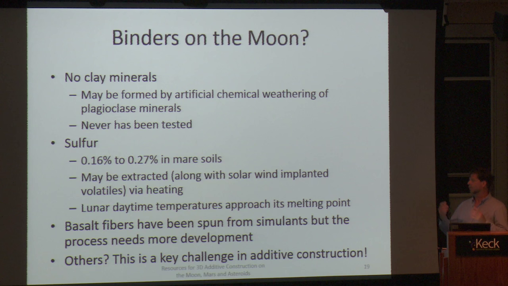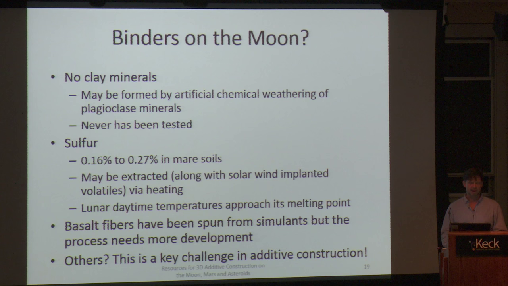There is sulfur on the moon, which could be used as a binder. It's very low concentration, 0.16 to 0.27% in the mare soils. It may be extracted, and you would have a side benefit of getting other solar wind implanted volatiles just by heating large quantities of the regolith. However, sulfur may not be the best binder because in the lunar daytime, the temperature approaches the melting point of sulfur. People have also developed ways of making basalt fibers by heating and then pulling the mare, the basalt minerals. So you could create something like a fiberglass on the moon, which would have some tensile strength. But anyways, this is a key challenge in additive construction, which hopefully this group will be thinking about. How do we have binders on the moon?